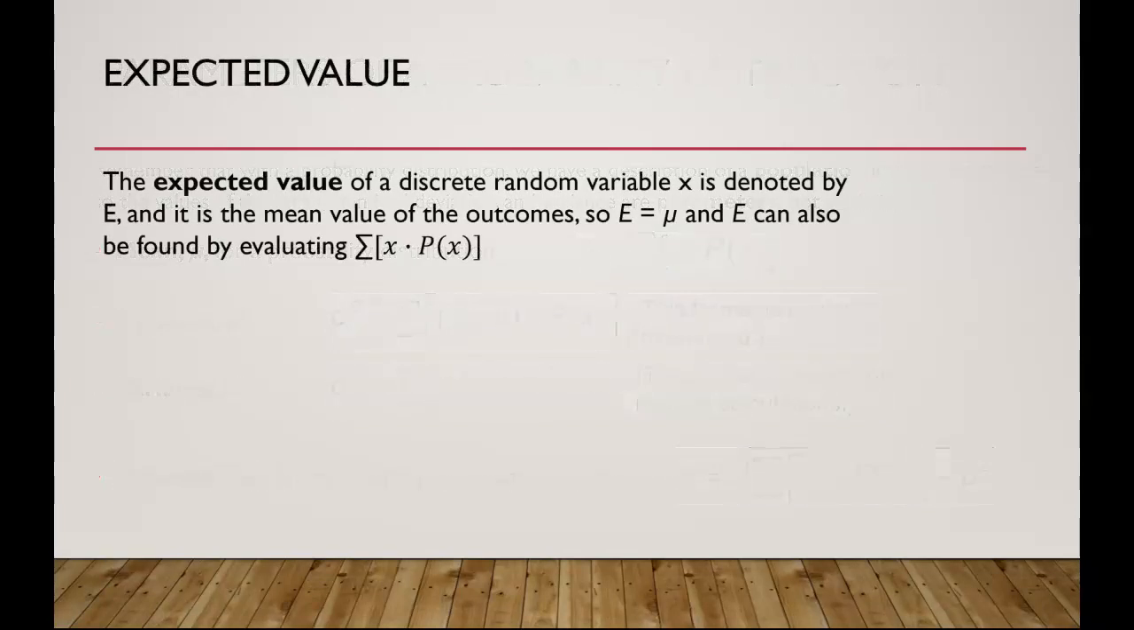And the last vocabulary word. The expected value of a discrete random variable x is denoted by E, and it's the mean value of the outcomes. So E is equal to mu, mean. And E can also be found by evaluating the sum of the product of each random variable and its probability.